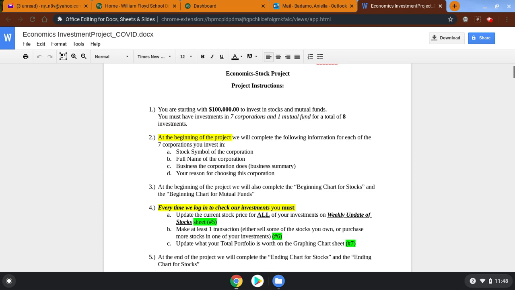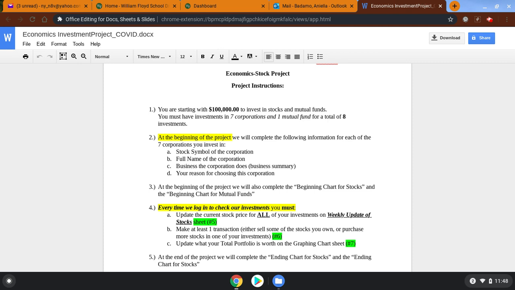Okay. This is the packet, the document that I sent to you. It gives you instructions. You're starting with $100,000 to invest in stocks and mutual funds. You have to pick 7 corporations and 1 mutual fund for a total of 8 investments.